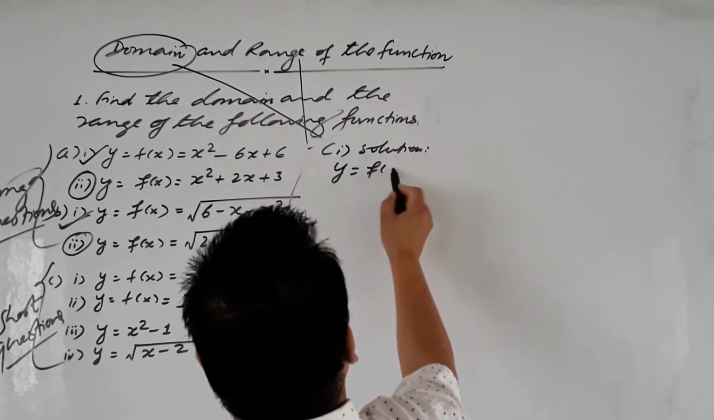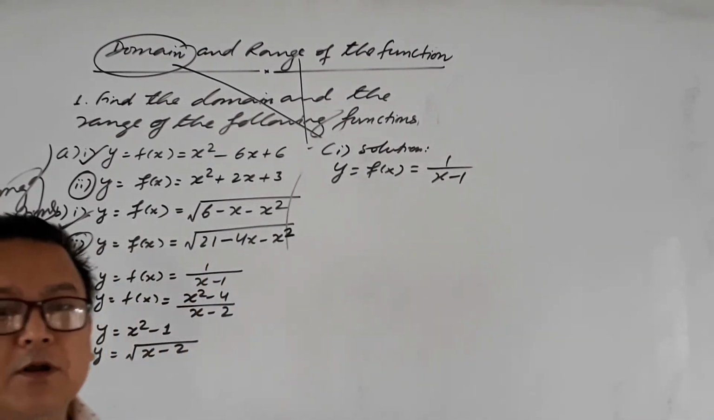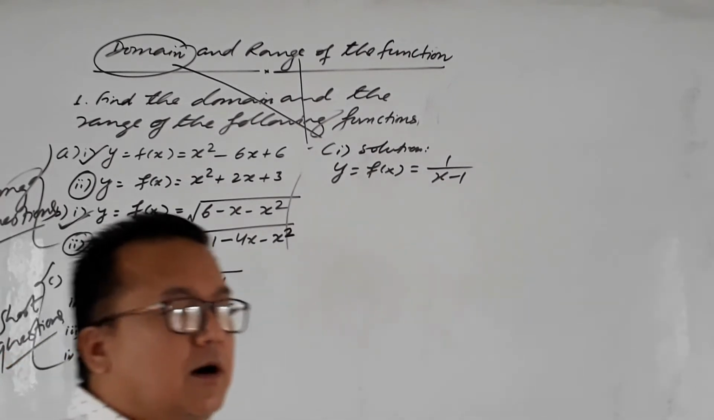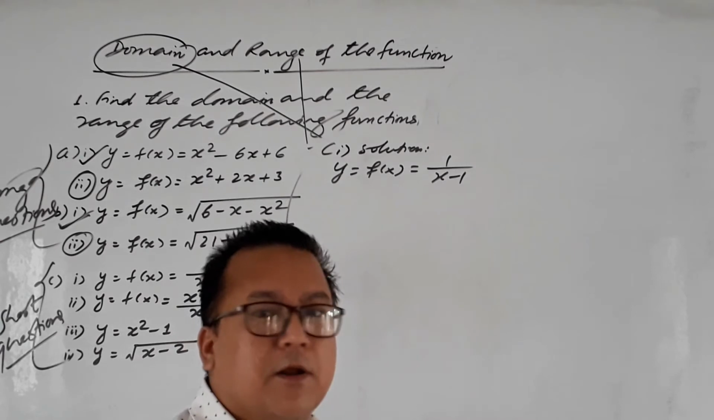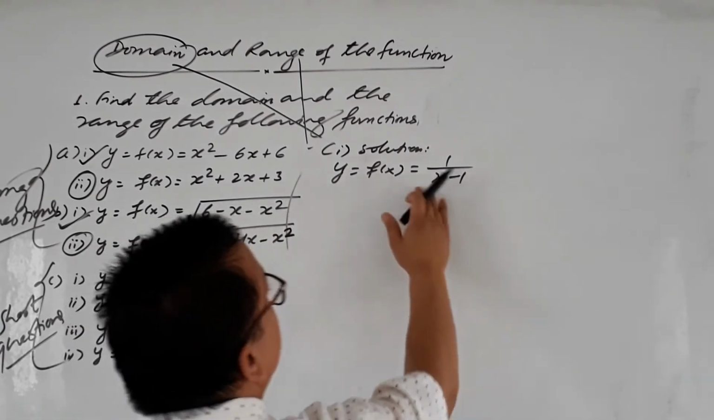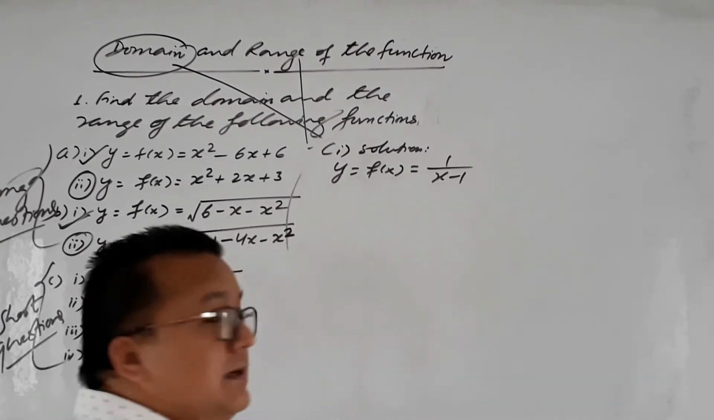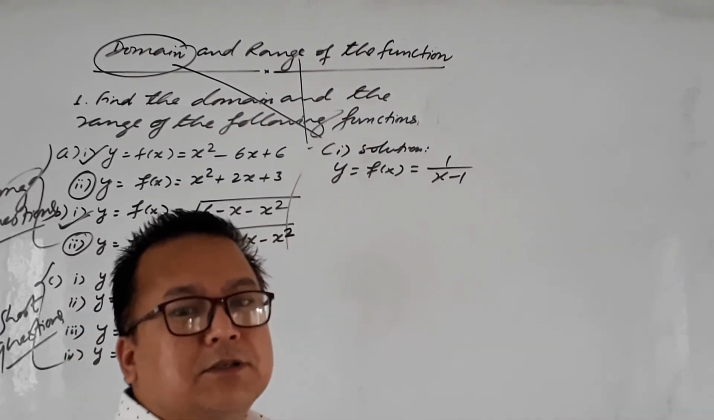y equals f of x equals 1 upon x minus 1. This is not a polynomial, so we cannot treat it as defined for all values. As you know, it's clear from the denominator that we can't take only 1. All except 1, we can take any value.